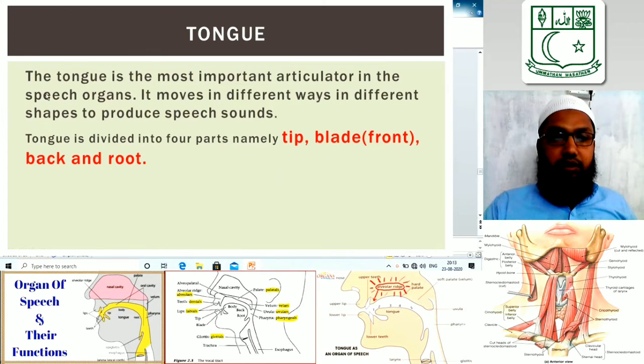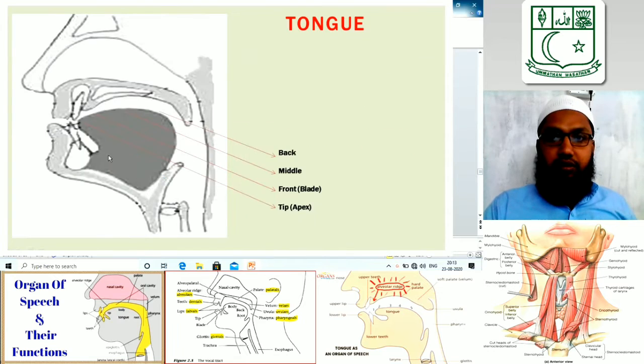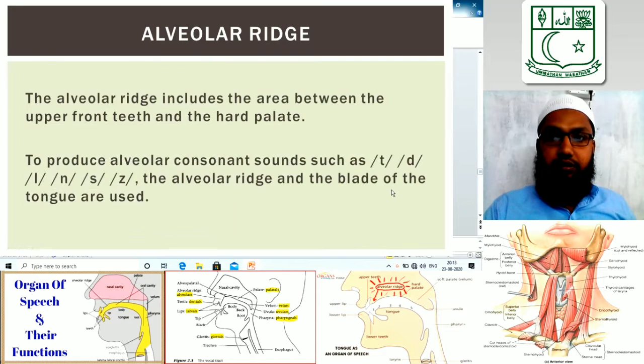And our tongue is the most important articulator in the speech organs, and it moves in different ways and shapes to produce speech sounds. Tongue is divided into parts, namely tip, blade, front, back, and root. Here you can see the back part of the tongue, middle part of the tongue, front of the tongue, and blade of the tongue.